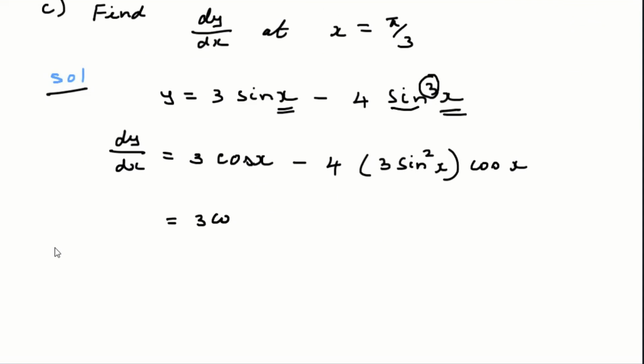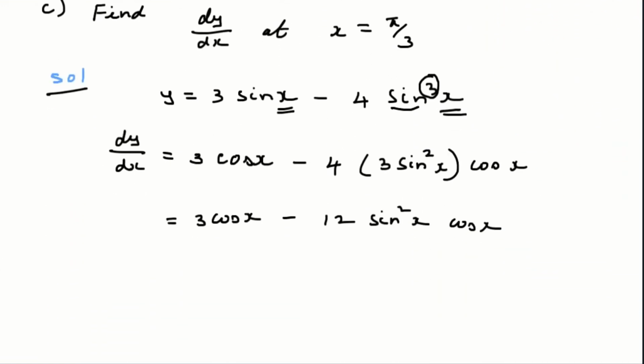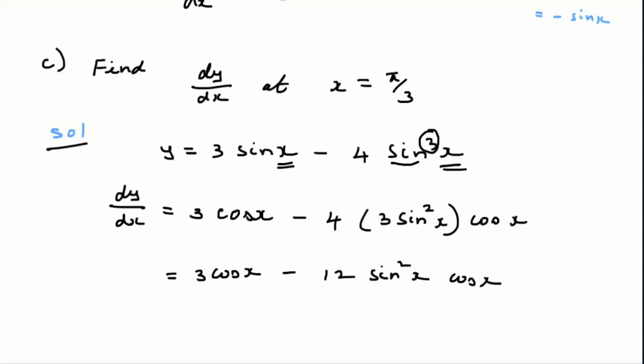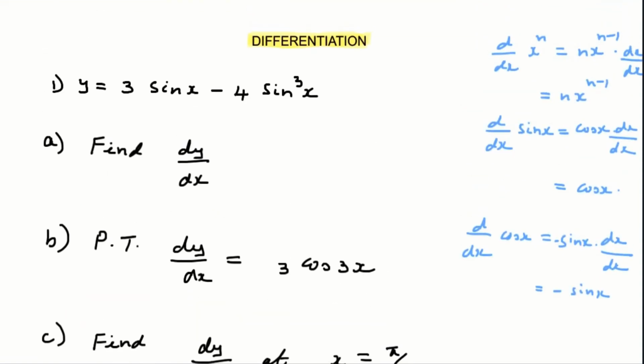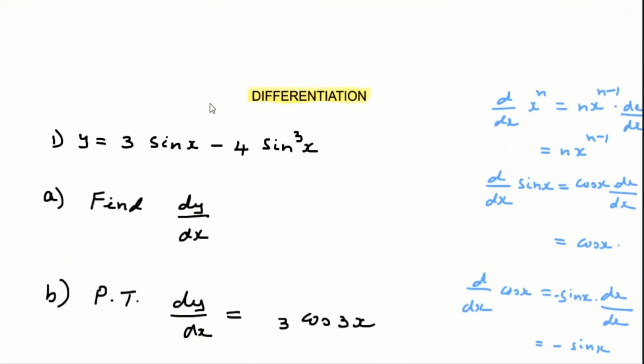So this can be written as 3 cos x minus 12 sin square x cos x. But it doesn't look good. But when the question is asking you to differentiate, even if you differentiate like this, there is nothing wrong in it. So let us leave the answer as such for now. If the question is dy by dx and you have proceeded like this, there is nothing wrong in it. You can leave the answer as such and it will be a 2-mark question where you will be awarded 2 marks. But if the same question reads as prove that dy by dx is 3 cos 3x.